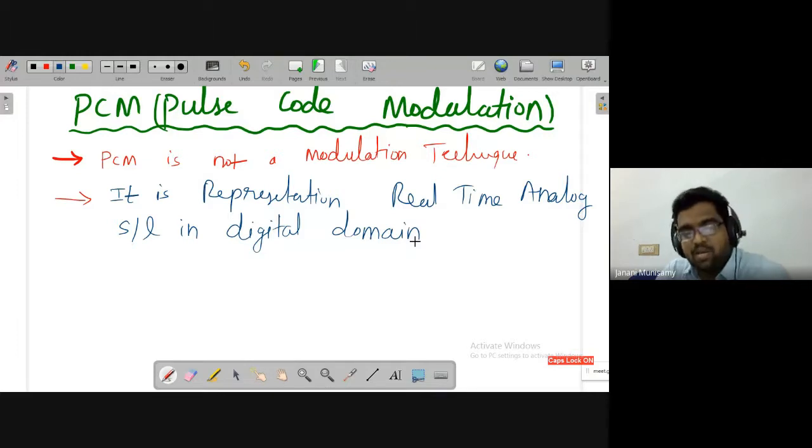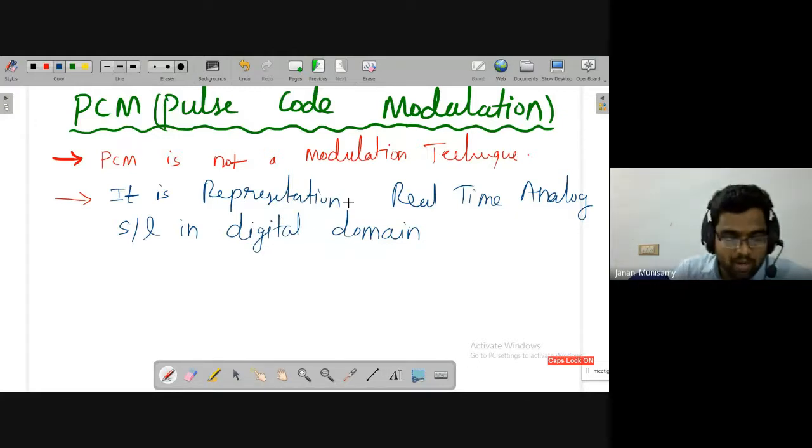Again, PCM definitely involves the analog to digital converter also. ADC is one part of PCM. So PCM is not a modulation technique. It is the representation of a real-time analog signal in the digital domain.